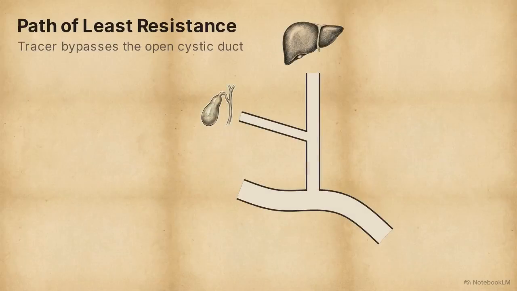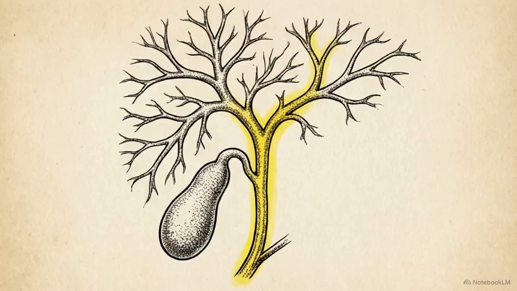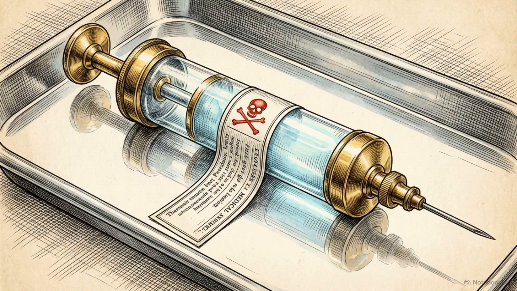A common clinical dilemma occurs when tracer processes through the liver and dumps straight into the small bowel, bypassing the gallbladder entirely. The lack of visualization could mean obstruction, or the tracer might simply be taking the path of least resistance. To solve this, we intervene chemically with a dose of morphine.